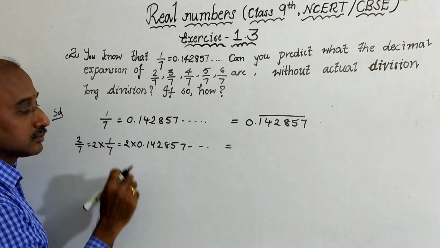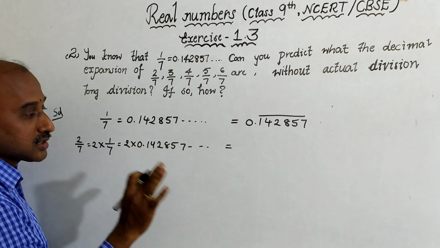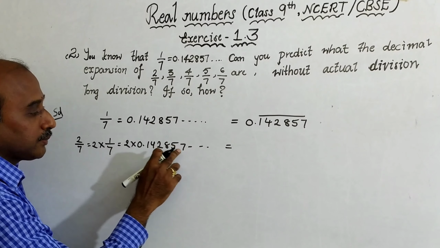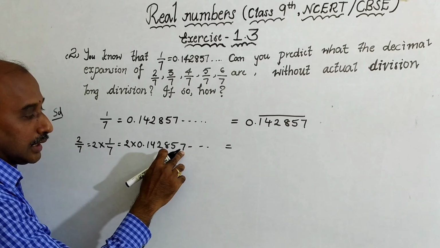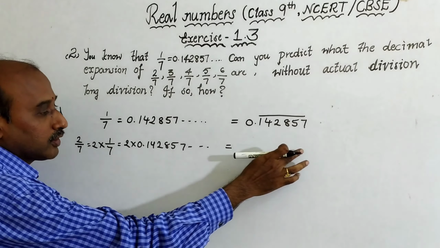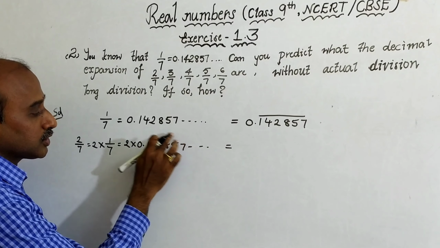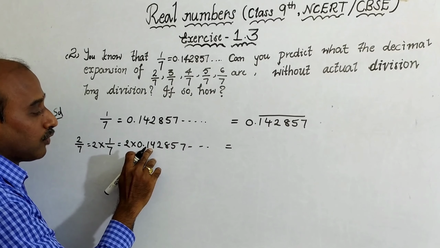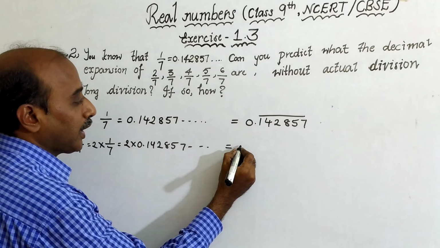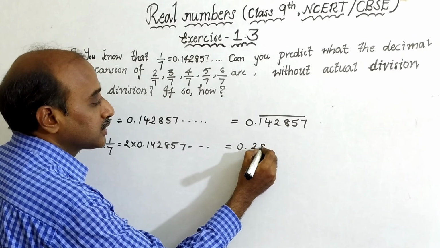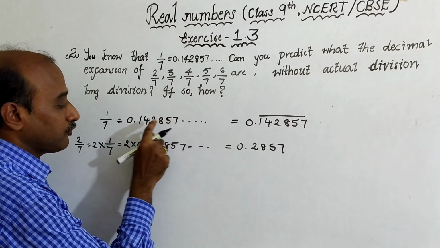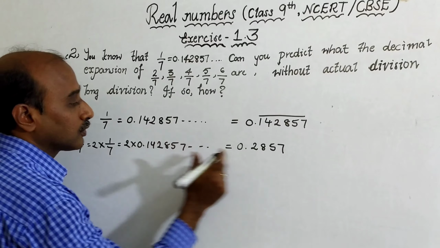2 7s are 14. The last digit is 4. What does it mean? 2 times 7 is 14, the last digit is 4, so the last digit will be 4. Here you can observe in this decimal, after 4 what do we have? 2857. Now take 0.2857. Come to the first: 1 after 4, 1 4.